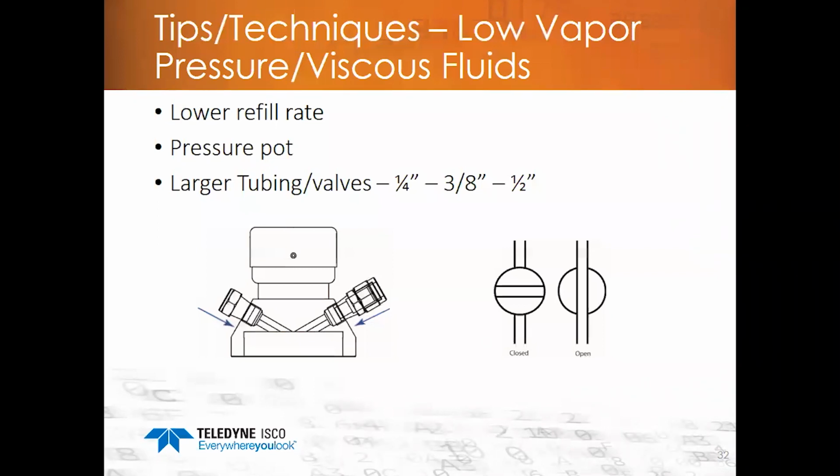On the right, the drawing indicates a ball valve. It's showing the ball in the closed and open position. Notice in the open position, the through hole through the ball valve is the same diameter as the tubing. Thereby, ball valves have the least restriction of most valve types.